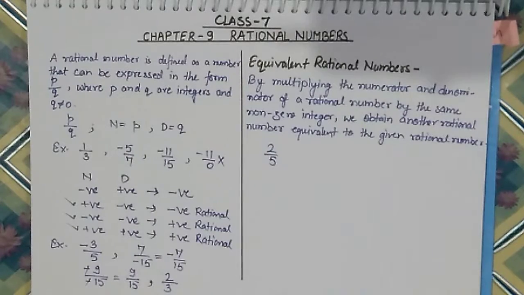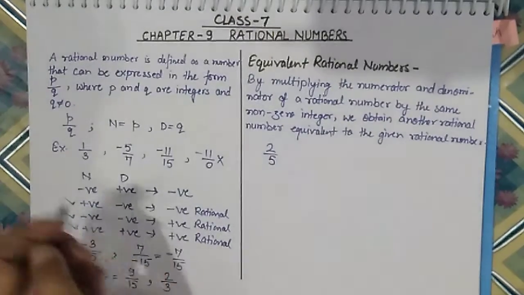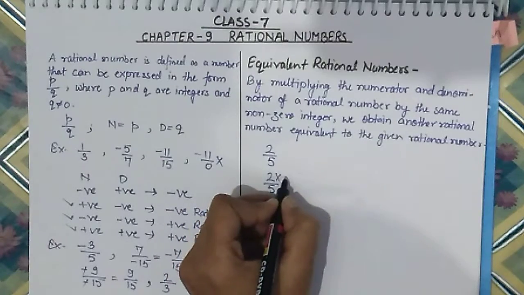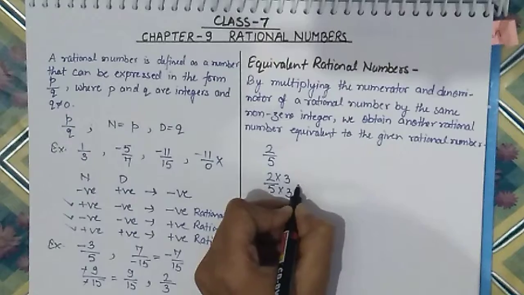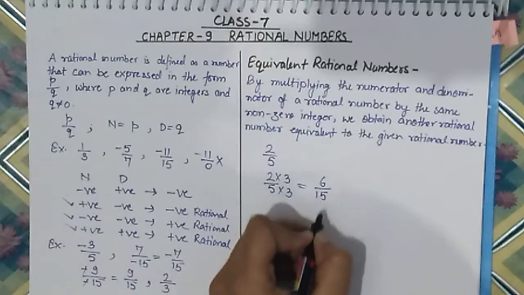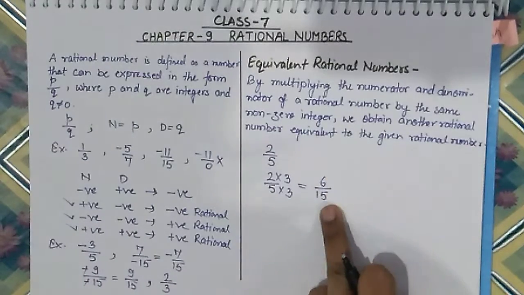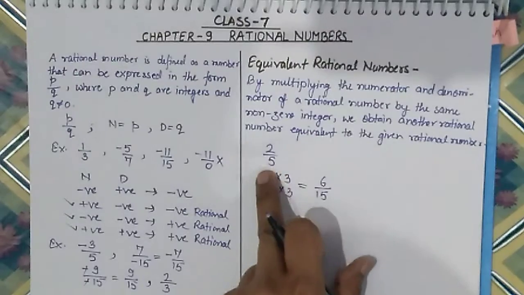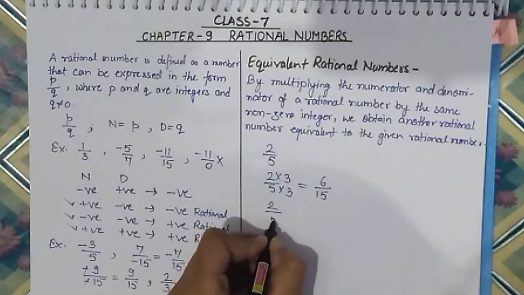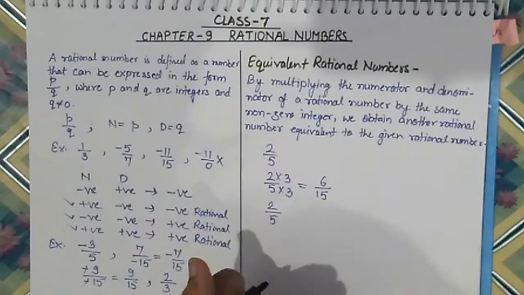So how can we get it? By multiplying both the numerator and denominator by any non-zero integer. Suppose I multiply with the non-zero integer 3. My rational number is 2 by 5, and I am multiplying numerator and denominator with 3. So what we get: 2 threes are 6, divided by 5 threes are 15. So this 6 by 15 is equivalent to 2 by 5. Similarly, we can find many more equivalent rational numbers. There are infinite equivalent rational numbers we can find.